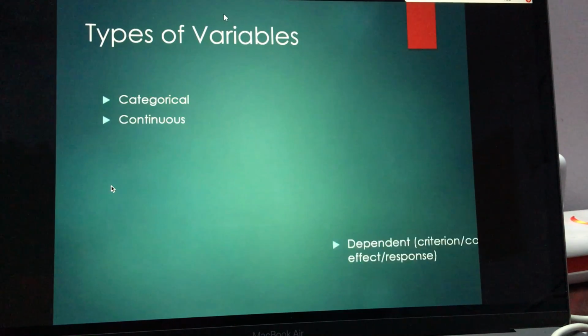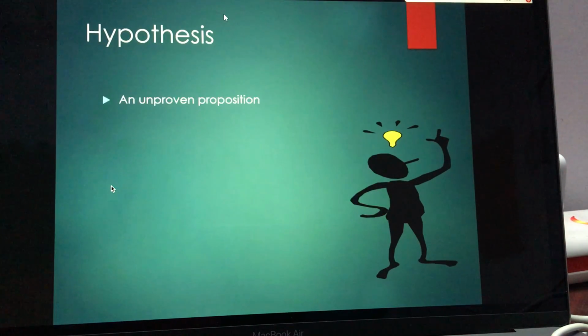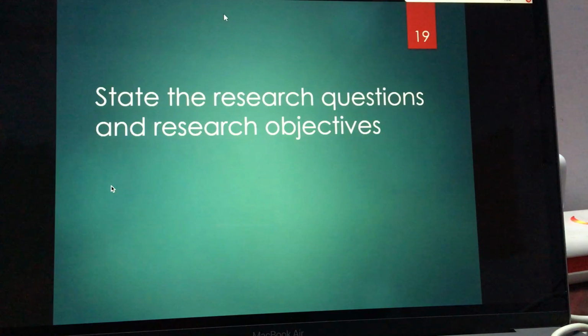I'm skipping the different types of variables, because we will discuss those later, as we go further in our classes. Then we will identify what is an independent and what is a dependent variable. At this stage, just understand that when I say variable, I mean a factor which can affect the problem and the research questions, or the research questions will be defined or specified in terms of variables.